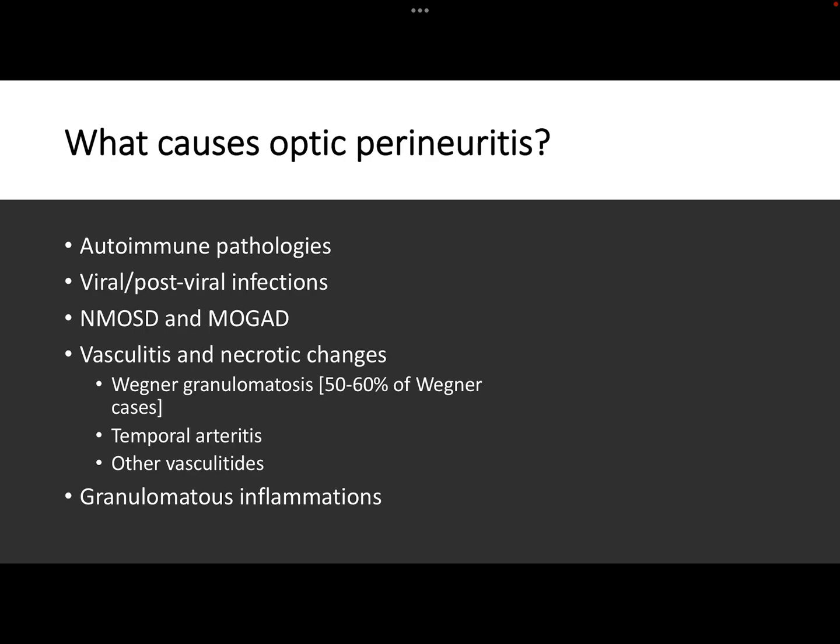There is a long list of conditions that can cause optic perineuritis, and all of them are essentially not MS. Optic perineuritis essentially does not happen in MS, but can happen in other demyelinating conditions such as MOG antibody disease, neuromyelitis optica spectrum disorders, the full list of autoimmune conditions, and also the different vasculitides that may affect the optic nerve supply.